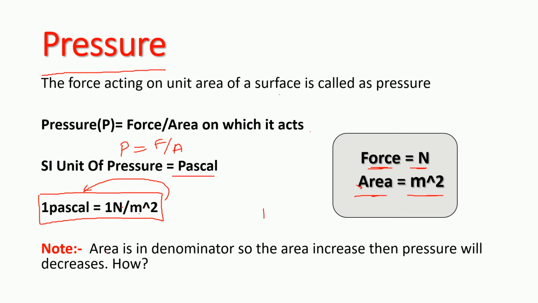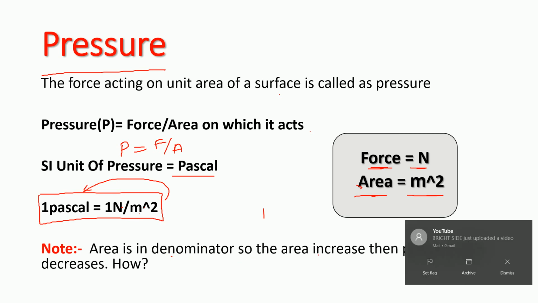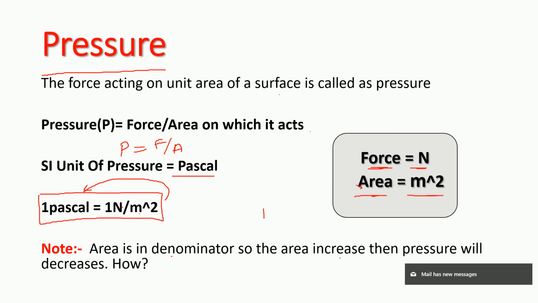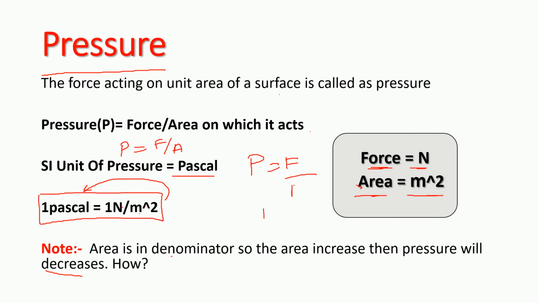Note here, one of the note points is that area is in the denominator, so if the area increases then the pressure will decrease. How? Pressure equals force by area. If we increase the area, the pressure will decrease, because the area is in the denominator.